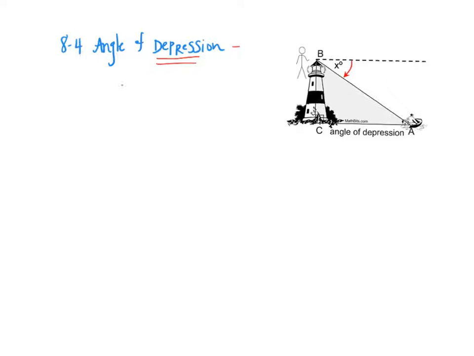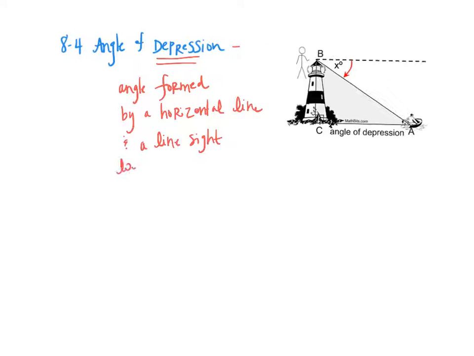formed by a horizontal line and a line of sight looking down at an object.